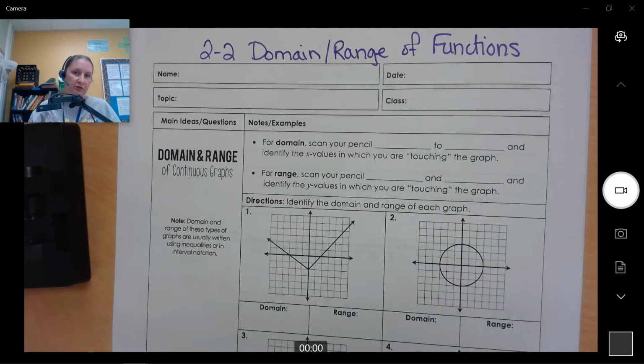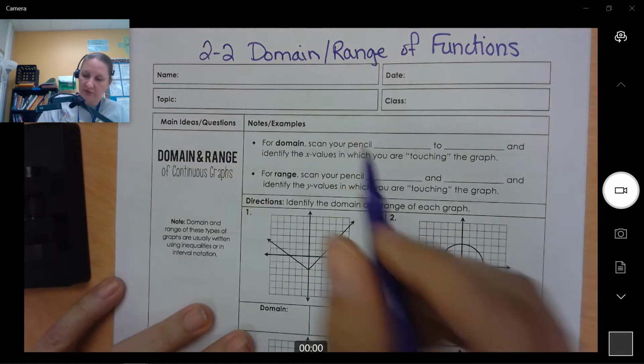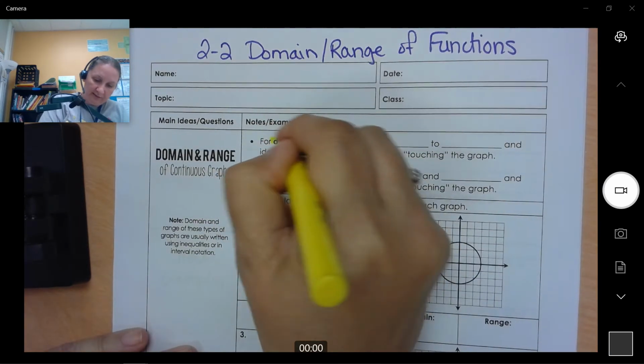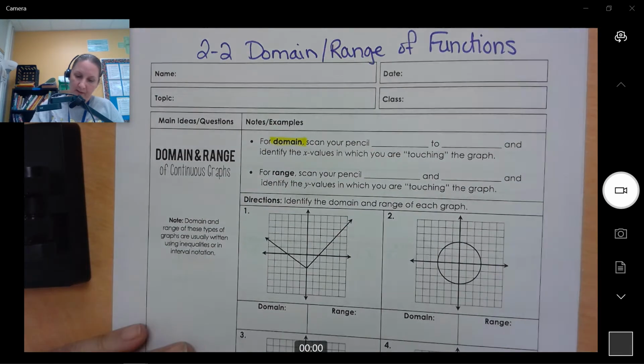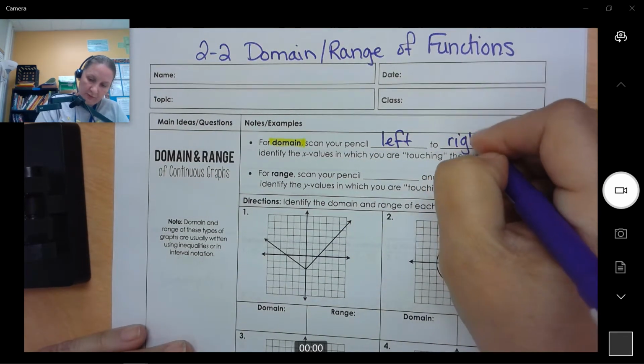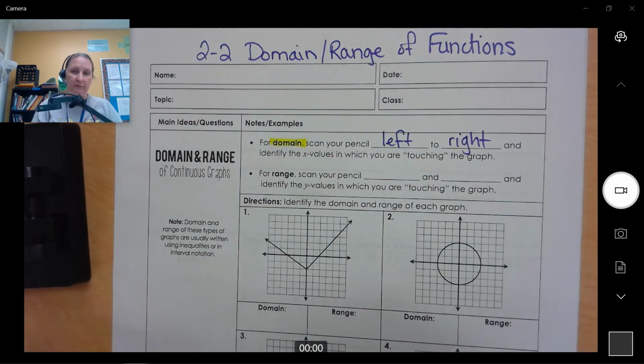Okay, so this is 2-2, domain and range of functions and determining if a relation is a function. So we're going to start with the domain and range. And remember that we talked about the domain. We want to scan our pencil from left to right like you read a book. So you read from left to right, and we're going to look for the domain from left to right, and see where you are touching the graph.